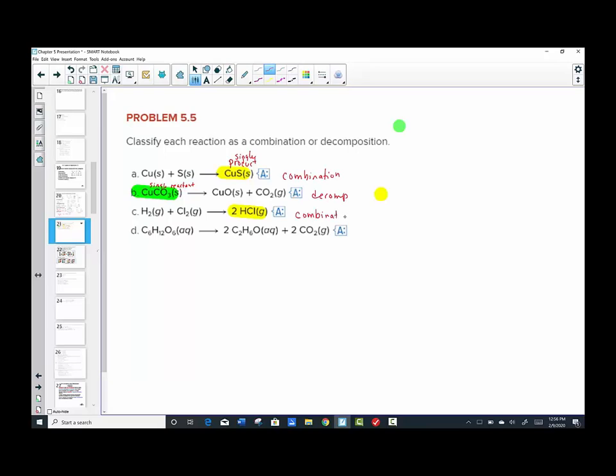What about letter D? Combination. Now letter D, this is a hydrocarbon, but it's not the pattern of combustion because there's no oxygen on the left-hand side. We need a hydrocarbon plus oxygen releasing carbon dioxide and water. But I do want you to notice that it has just a single reactant. And when it has just a single reactant, it's known as a decomposition. So we had combo, decomp, combo, decomp.